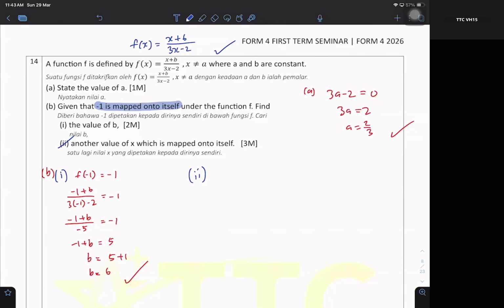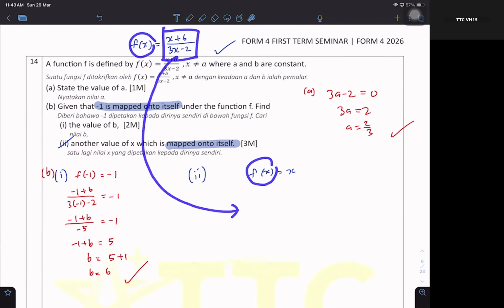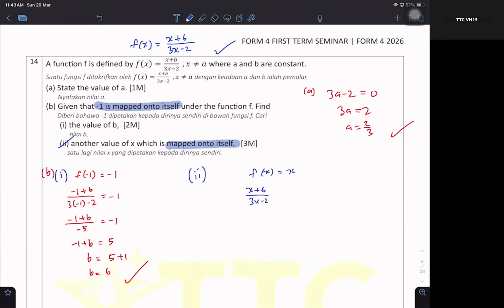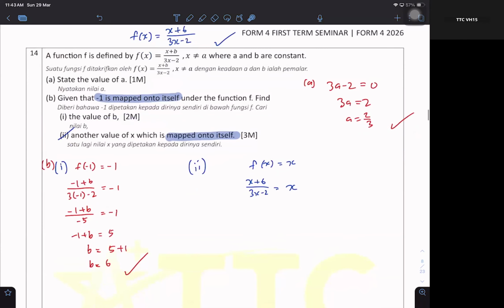Right, question number 2. Also map onto itself, right? So you do f(x) equals x. And then ask yourself, what is f(x)? Oh, f(x) is this, right? Copy. The right hand side, always copy. Then from here, you can do the normal mathematics. Divide, bring over times.